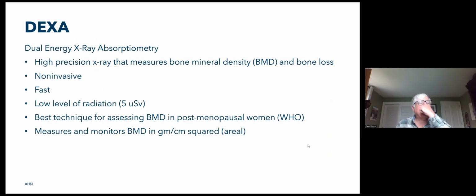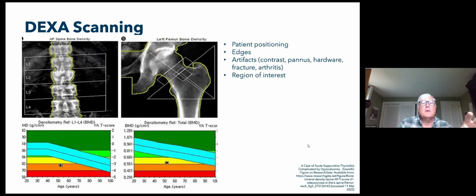So let's talk a little bit about DEXA, dual energy X-ray absorptiometry. It's a high precision X-ray that measures bone mineral density and bone loss. It's non-invasive, it's fast, with very low levels of radiation. It's been around since 1987. It's the best technique we still have for assessing bone mineral density in postmenopausal women with osteoporosis. It measures and monitors bone mineral density in grams per centimeter squared, which is areal. So it doesn't really tell you much about the quality of the bone. And this is how it's done.